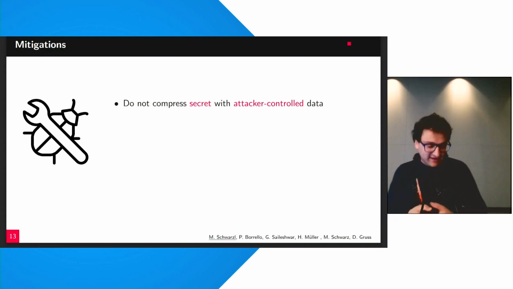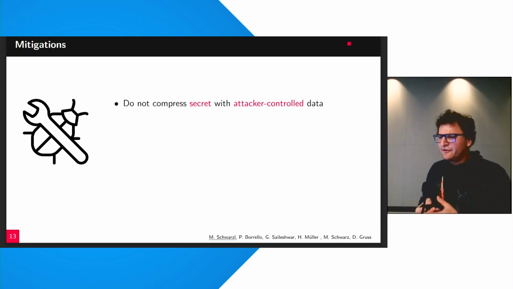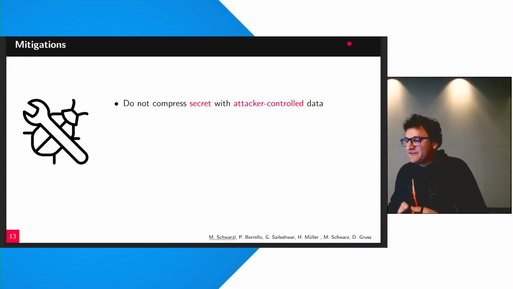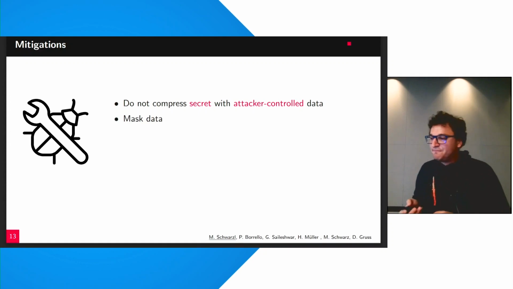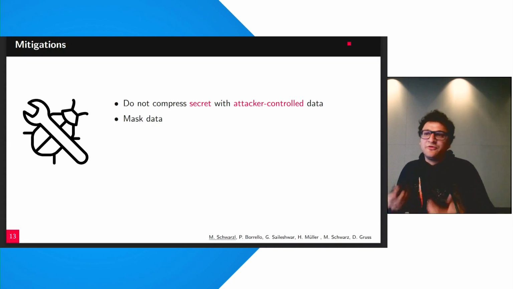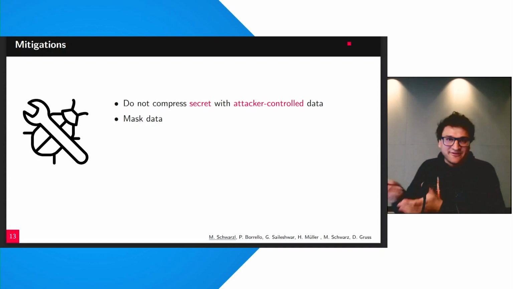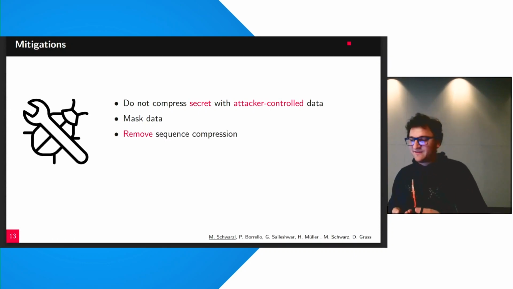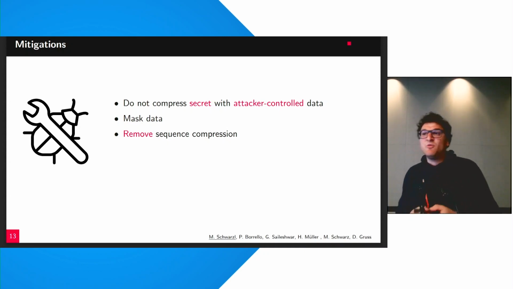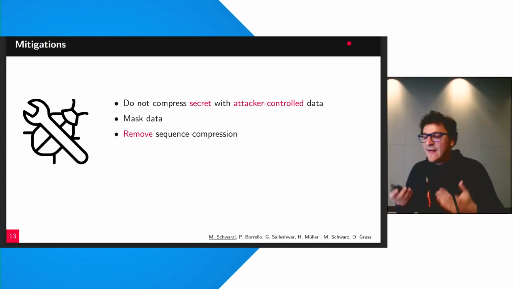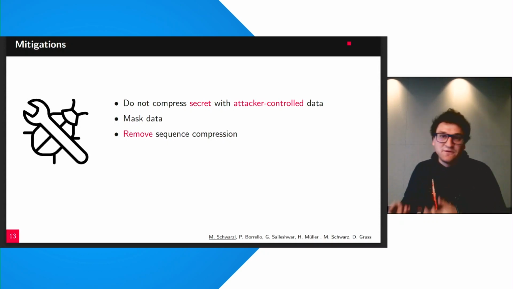So how would we mitigate such an attack? The first thing would be to not compress secret data with attacker-controlled data. There are papers which, for instance, do some taint tracking to observe whether we have such a collocation, but that could also be avoided if, for instance, the defender is trying to mask some data. There's also some work discussing removing sequence compression, so solely having the Huffman encoding part, to avoid such attacks.